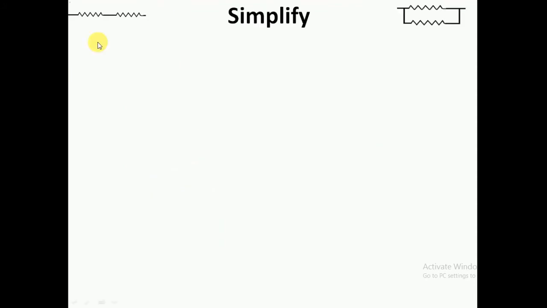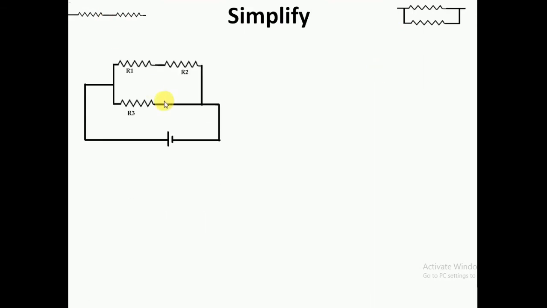In order to simplify, we should know what is a simple series and what is a simple parallel. So I have one circuit out here, so I have to simplify. Now I have to look out for whether there is a simple series or simple parallel. As you can see, the first two, R1 and R2, are in series because it's one path.